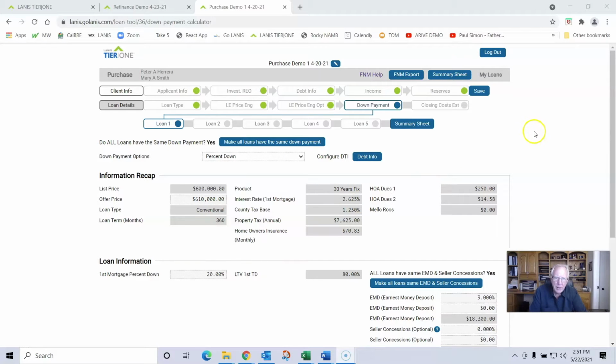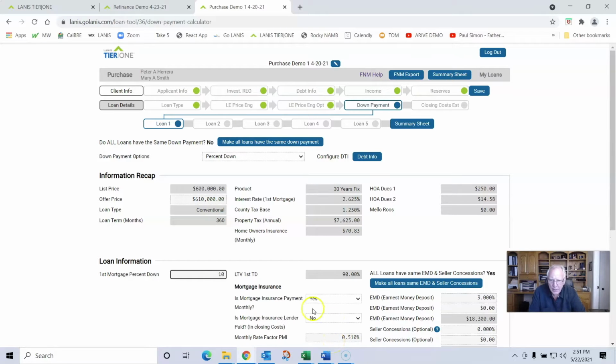Okay, down payment calculator version two. Now, in this particular scenario, what we're going to do is make the percent down only 10%. Now, this would be the same whether it's 5% or 3%, depending upon what agency, Fannie or Freddie loan you're working on. Obviously, FHA can be 3.5%, but we're going to make this percent down, okay?